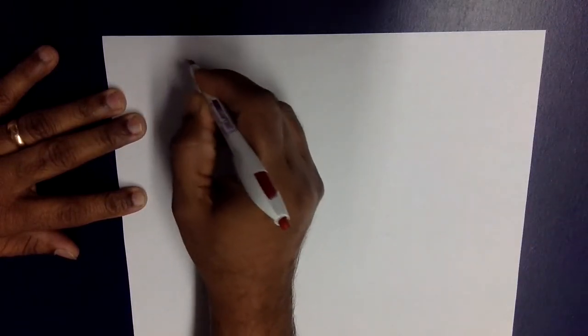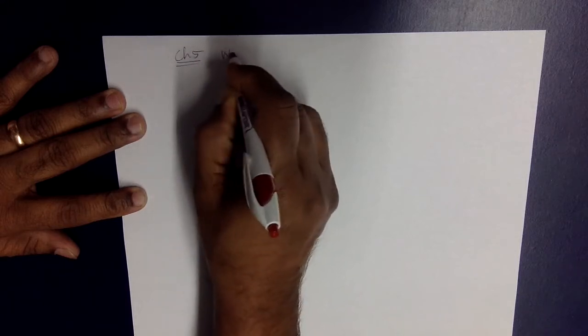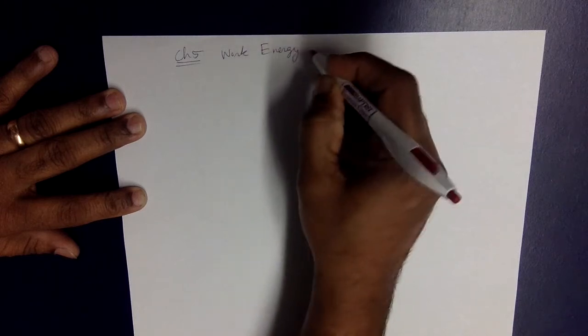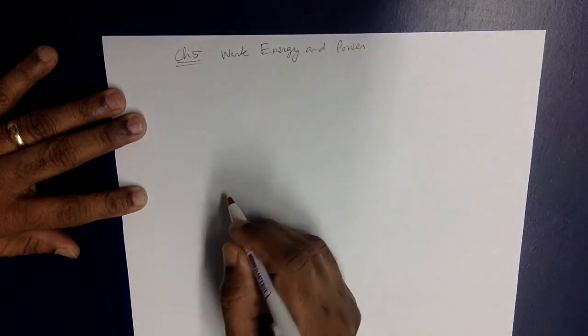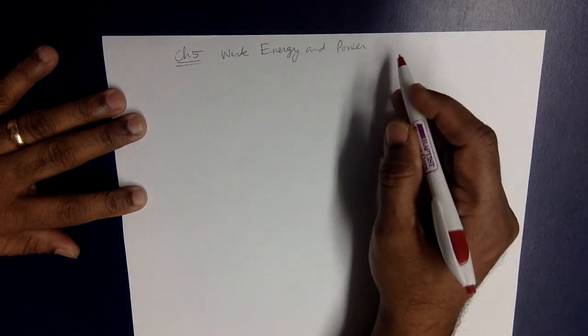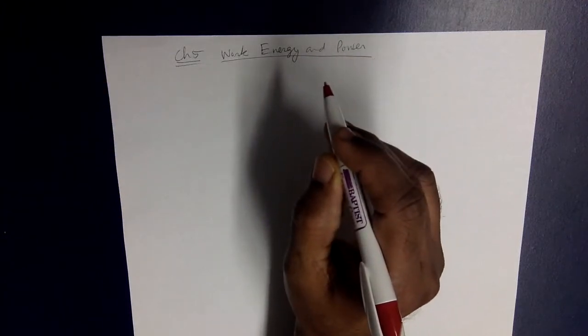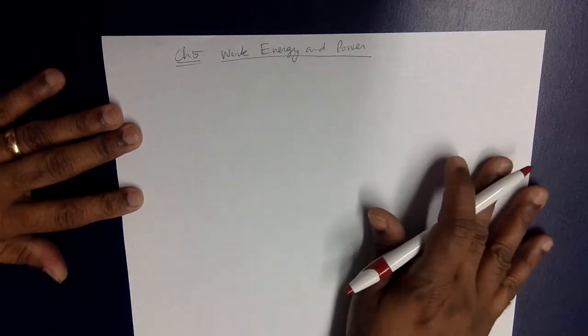This is a quick review for chapter 5, work, energy, and power. Okay. What do you need to know in this chapter?